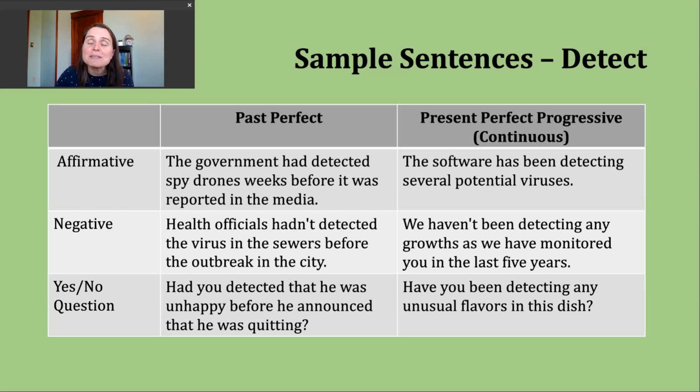Okay? In this verb tense, I need to pay attention to my subject. If my subject is I, you, we, or they, I'm going to use have, then the participle been, and then the ing form of the verb. But if my subject is he, she, or it, I'm going to use has, then been, and then the ing form of the verb. So that's the thing we have to watch there a little bit. Are we using have or has based on our subject?